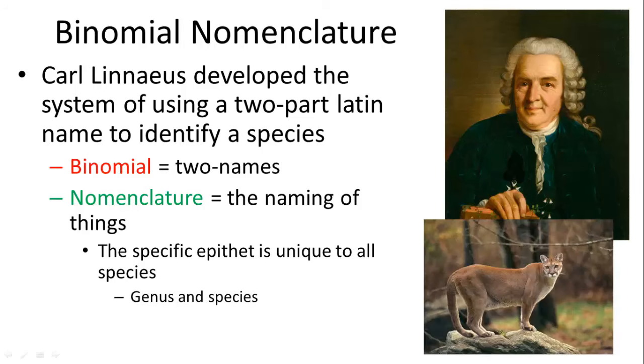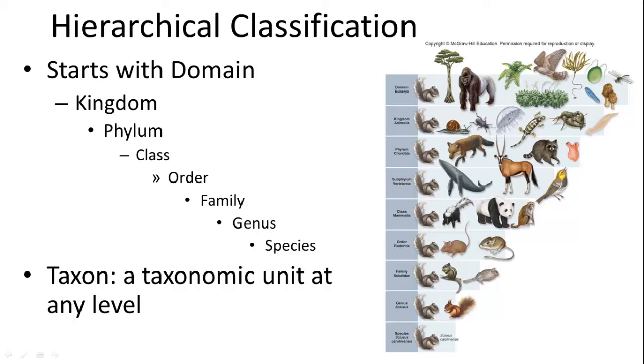So an example is the cougar. The genus and species is the specific epithet. Genus is capitalized, species is underlined. And if typed, it is in italics. If written by hand, it is underlined. So Puma concolor is the cougar, or mountain lion. So it may go by many different common names, but has one specific epithet.